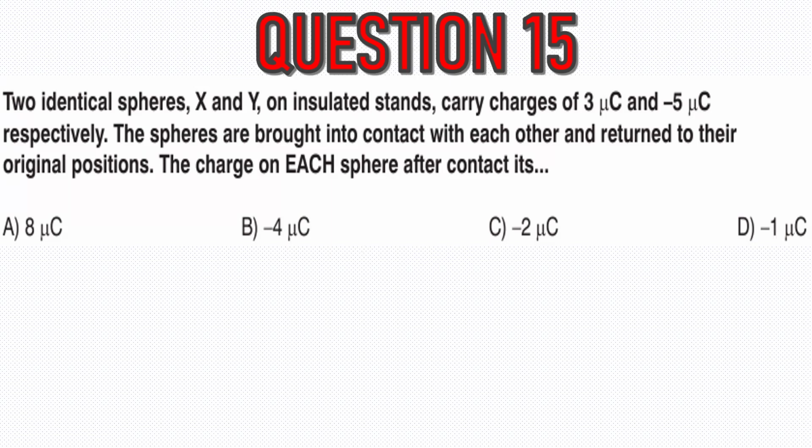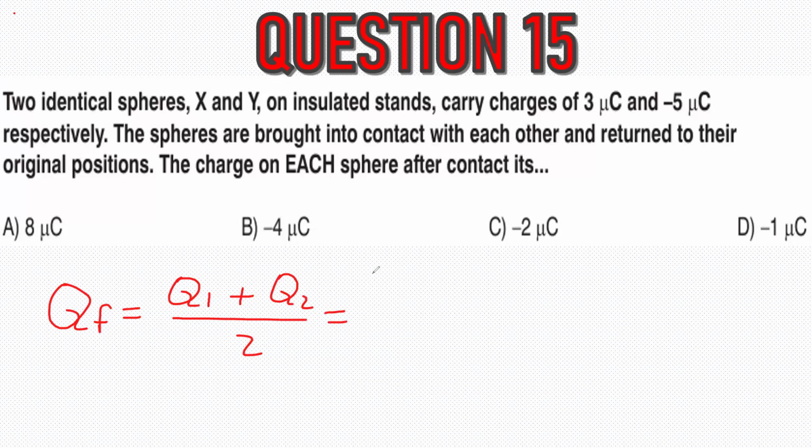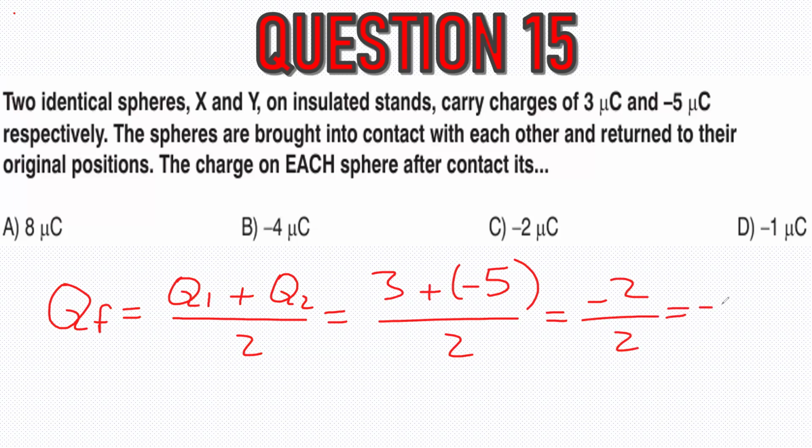All right, I hope you have done. I hope you have answered. So we can answer together now. So what we have? Q final equals Q1 plus Q2 over 2. Q1 is 3 and Q2 is negative 5. So when you calculate this, you're getting negative 2 over 2, negative 1 microcoulombs. Answer is D. That's it. So we have done question 15.